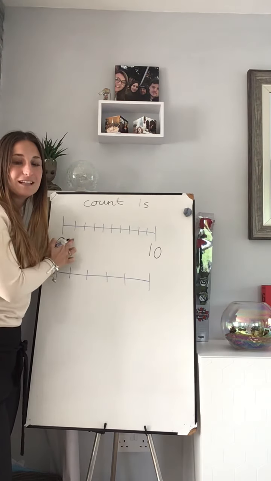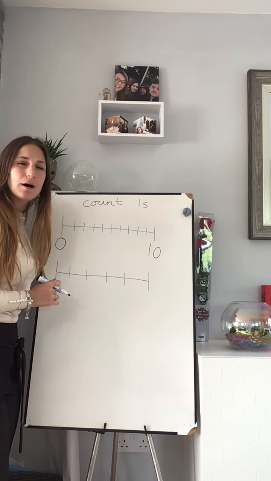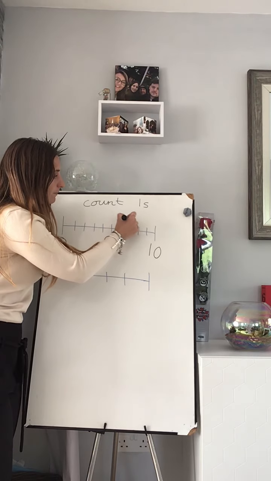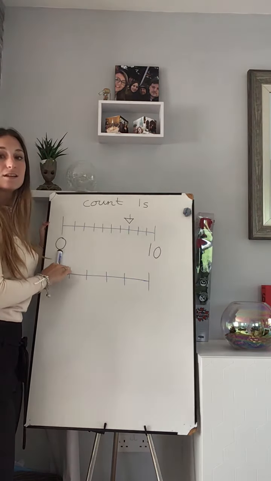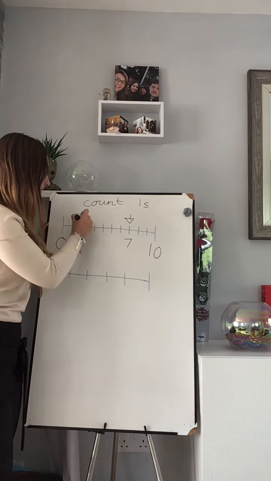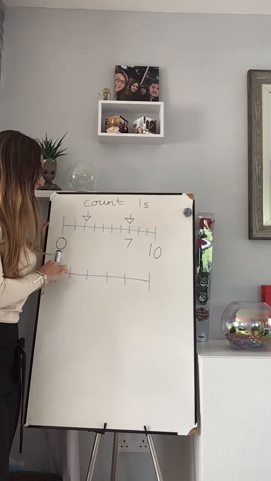Because if I put 20 here, then maybe it's not counting in ones. So you need to count. Let's see, you're getting really good at this. What number is there? Have a good count. Seven. What number is there? Count. 2, that's right. Well done.